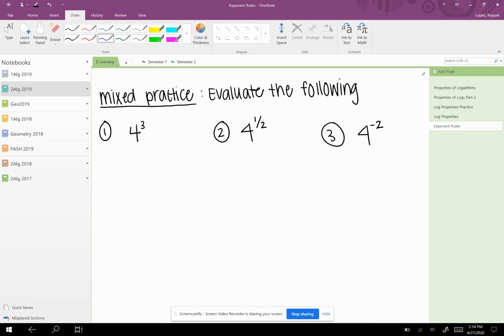So we know that 4 cubed, or 4 times 4 times 4, is going to give us 64. 4 to the power of 1/2 is going to give us 2, and 4 to the negative 2 is going to give us 1 over 16. Because we know 4 squared is 16, and so if I have a negative exponent, I'm going to take the reciprocal of what 4 squared is.